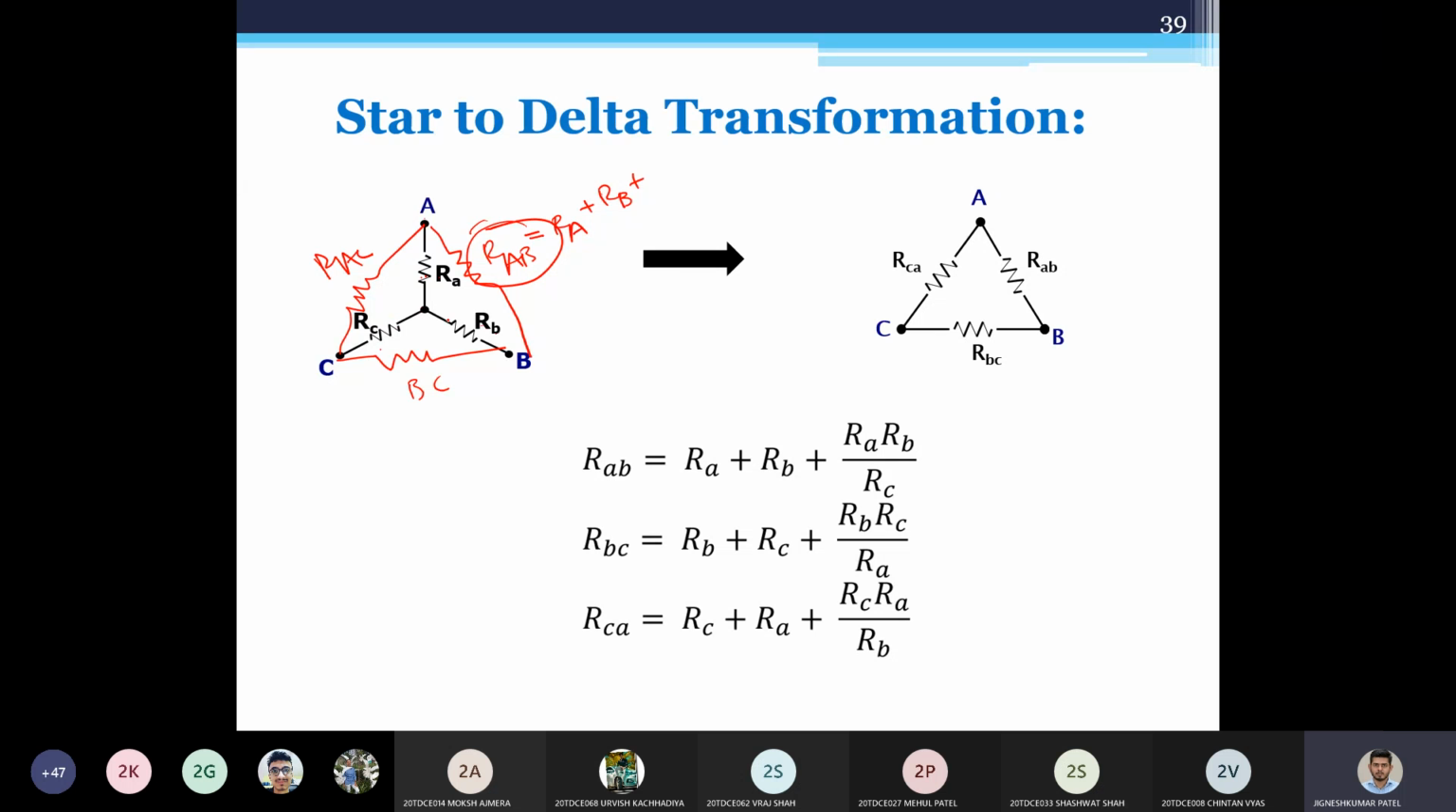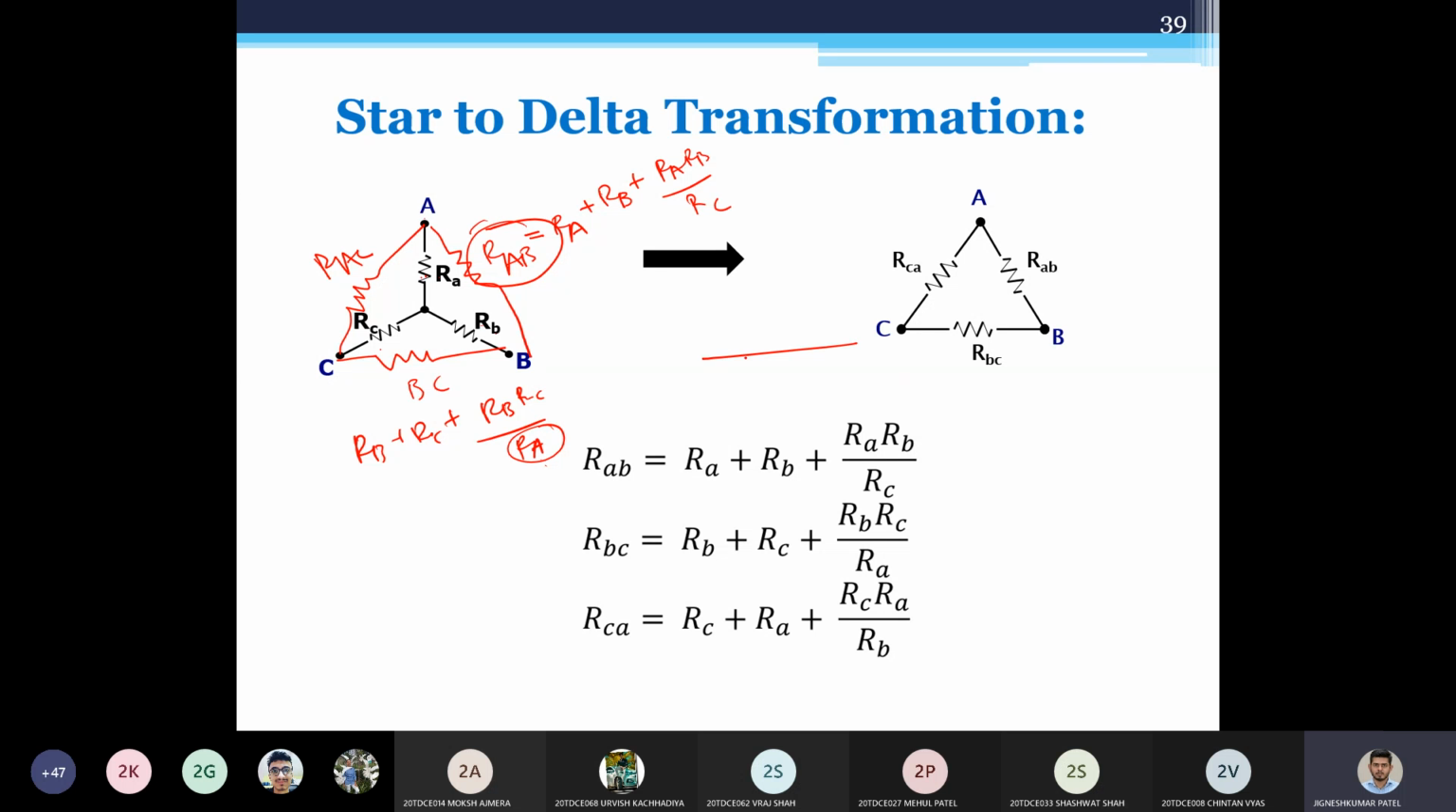If we go into a proof, we can see how this equation is derived, but we are not going into that. The third parameter here would be the multiplication of the first two resistors, RA times RB, and division by resistor RC. Same way we can write for RBC, so it would be RB plus RC plus RB RC divided by RA. Okay, simple. Whichever branch is remaining would be coming in the denominator in case of your star to delta transformation.